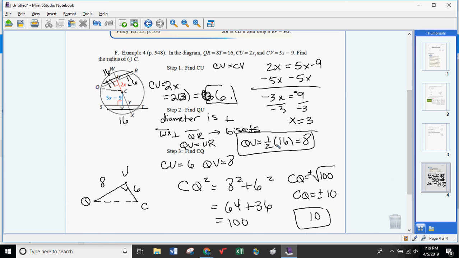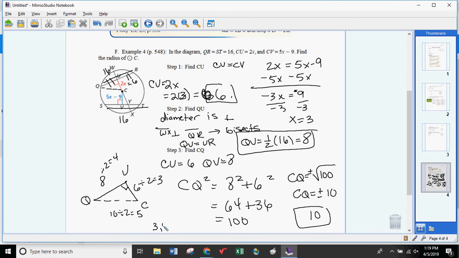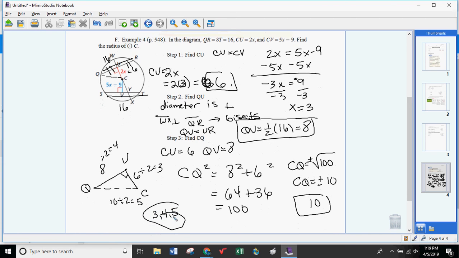By the way, you might also have noticed that this is a 3, 4, 5 triangle. 8 divided by 2 is 4, 6 divided by 2 is 3, and 10 divided by 2 is 5. 3, 4, and 5. This is what we call a Pythagorean triple.